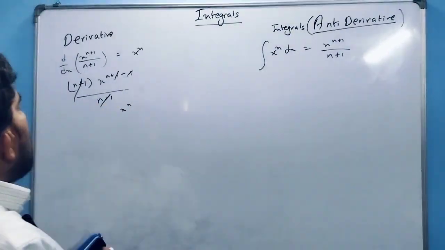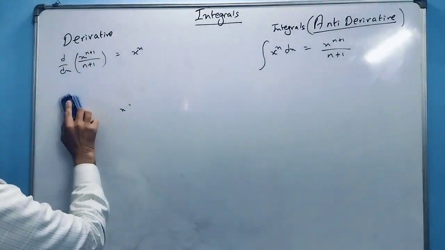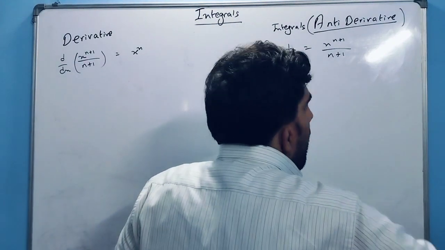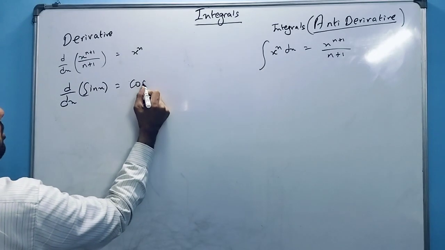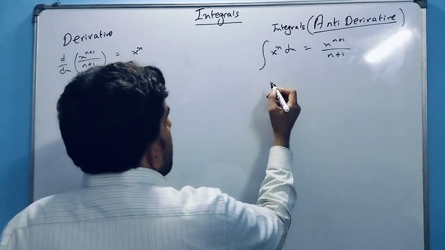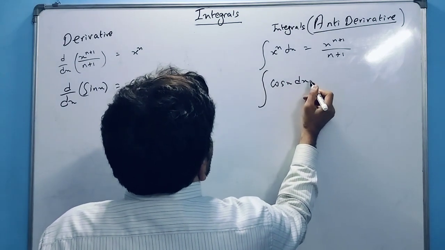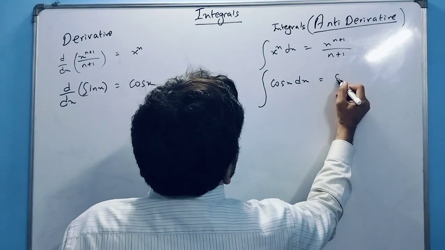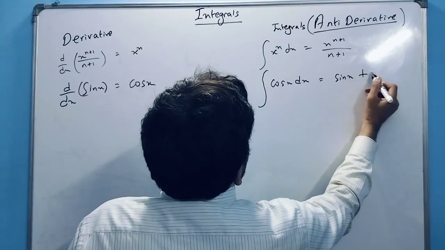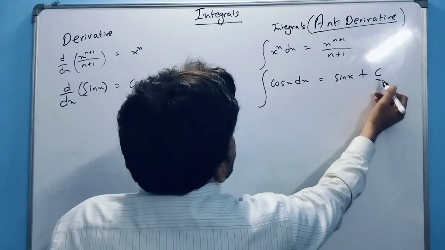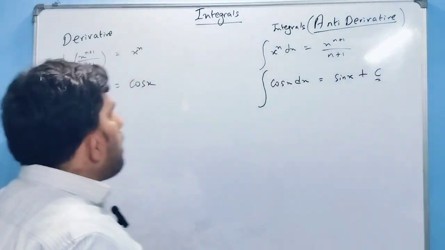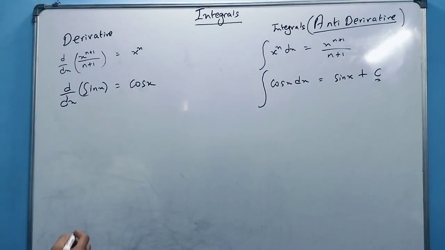So now we'll find more. Okay, now if I differentiate sin x, I get cos x. But here, if I find the integral of cos x with respect to dx, I get sin x plus c. C here is a constant term. Okay, so likewise we can find.